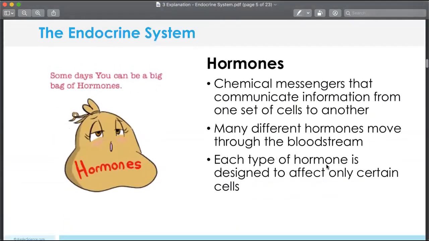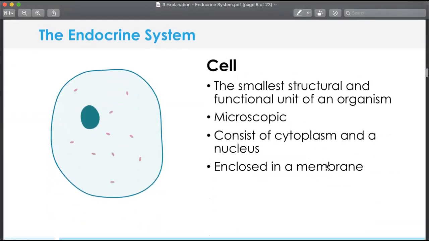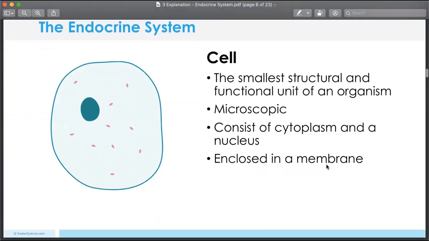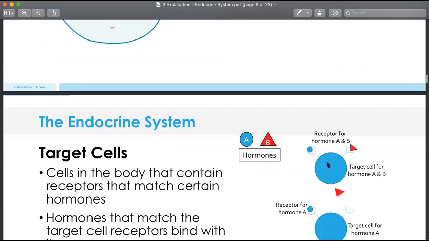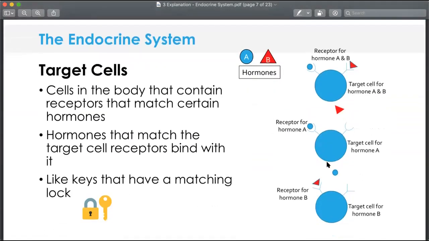All right, now we keep talking about this word hormones. What are they? Well, they are chemical messengers that communicate information from one set of cells to another, right? There are many different types of them, and each one is designed to affect only certain areas of the body, so only certain cells. Now, again, a cell is the smallest structural unit of an organism, and it's enclosed in a membrane. We all remember this, right? But it's very, very tiny. We have tons of them in our body, millions.